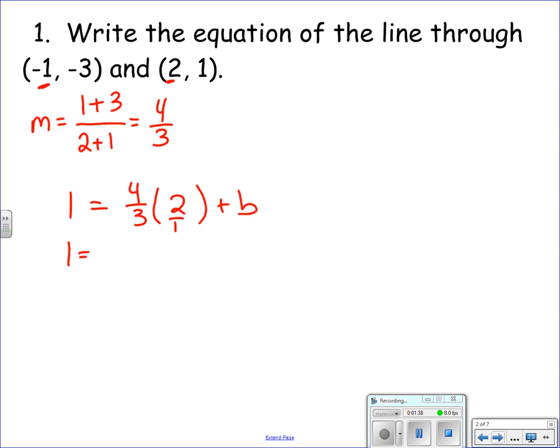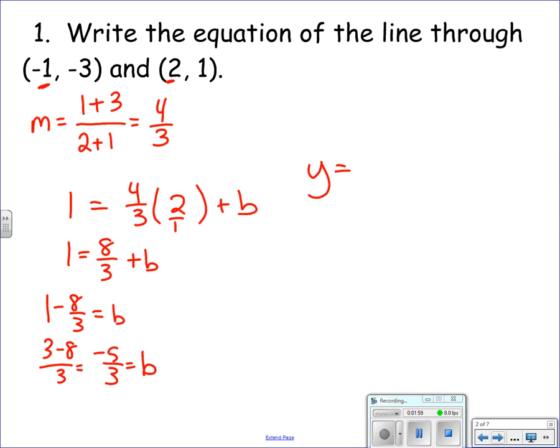So that's like 2 over 1 times 4/3. It's 8/3 plus b. Subtract 8/3. So this is 3 minus 8 over 3, which is -5/3. So then you write your final equation. y equals 4/3 x minus 5/3.